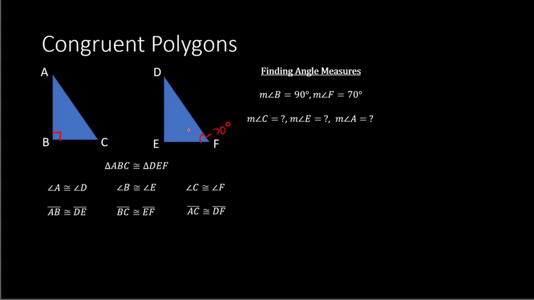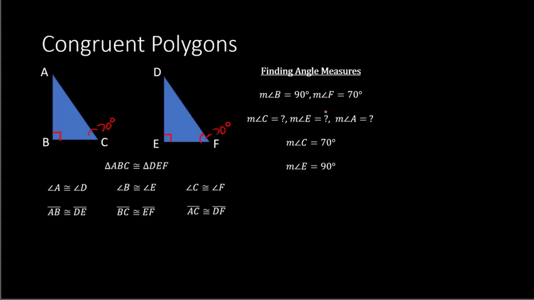Alright, so we can use the fact that the triangles are congruent. So if this angle F is 70 degrees, angle C must also be 70 degrees. That is because they're the same measure, because they're congruent. Those bottom right angles would be the same. And angle B is 90 degrees, so angle E right here would also equal 90 degrees, because those are the corresponding angles.